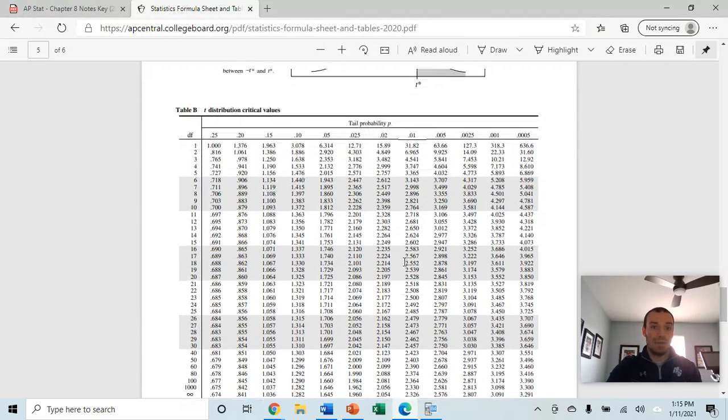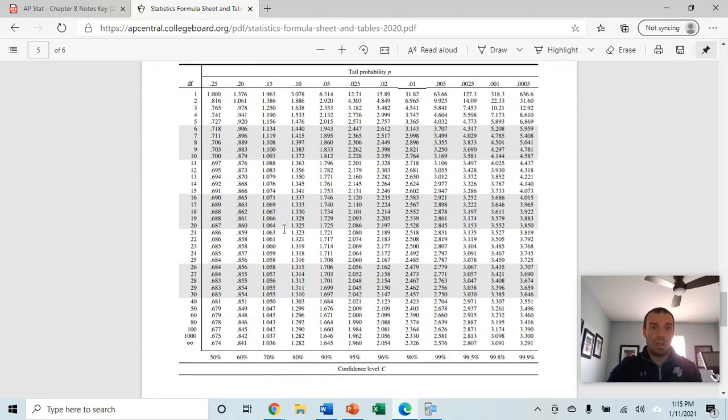So we go to table B, which is what I like to use here. Notice we've been using the infinity row. The infinity row is what's used to get your z critical values. To find your t critical values, you need to determine the degrees of freedom, then look at the confidence level you're using, and find the corresponding critical value.